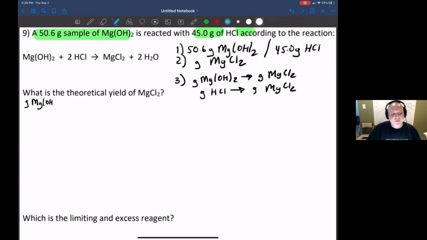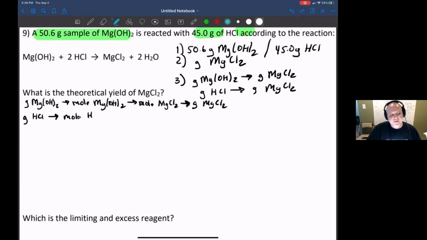So the two full-blown plans go from grams of magnesium hydroxide to moles of magnesium hydroxide, then to moles of magnesium chloride, and then to grams of magnesium chloride. Do the same thing with the HCl. Take grams of HCl, turn it into moles, then use the stoichiometry of the chemical equation to go to moles of magnesium chloride, and then you can convert that to grams.